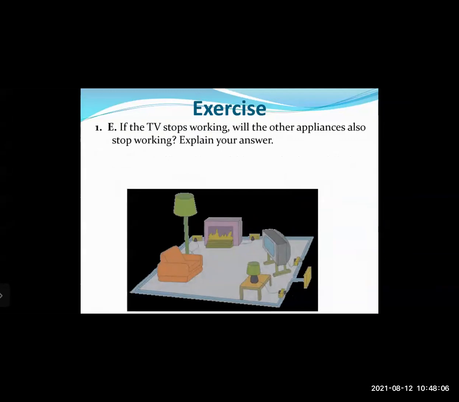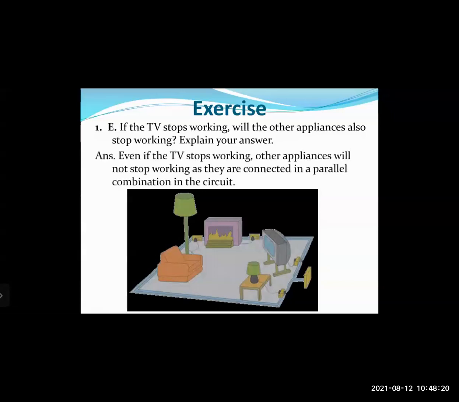If the TV stops working, will the other appliances also stop working? Explain your answer. Yes, we have just discussed it previously that each of the individual appliances will get its own supply. Right. That is the advantage of a parallel combination. Right. Let us see the answer.